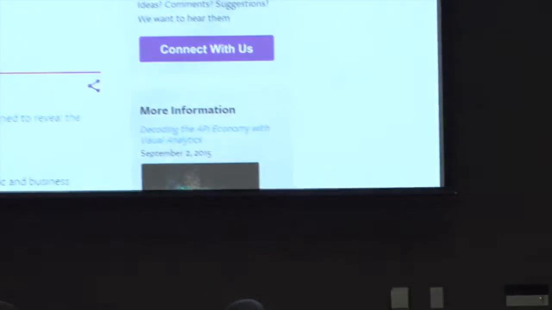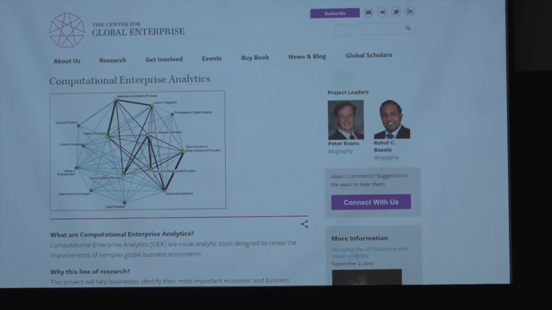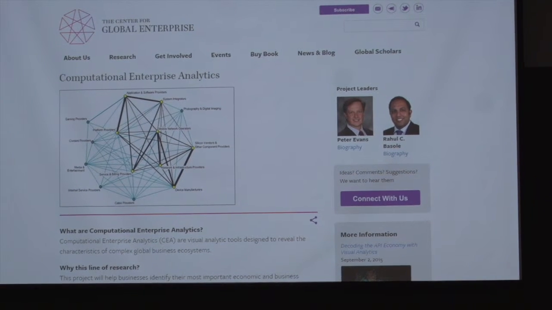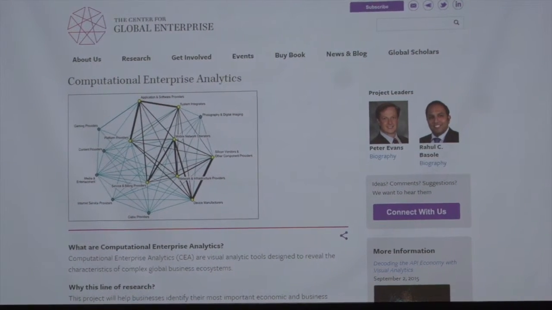This work is actually a collaboration with Dr. Peter Evans of the Center for Global Enterprise. The Center for Global Enterprise was founded by the former chairman and CEO Sam Palmisano of IBM in 2013, and the goal of this think tank is to understand how enterprises go global.